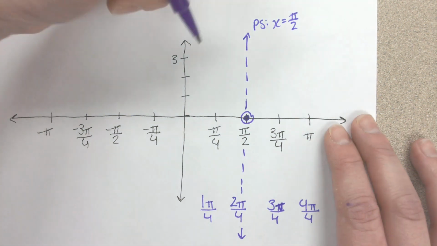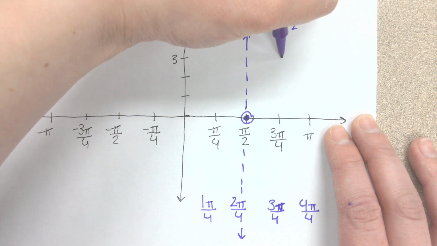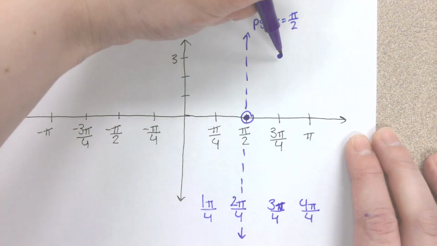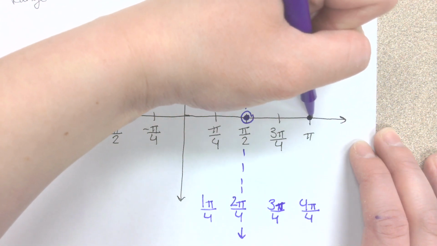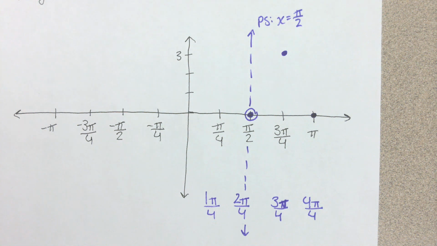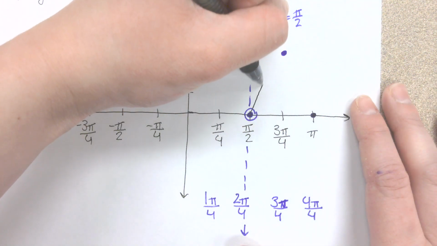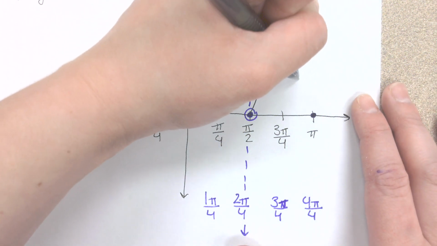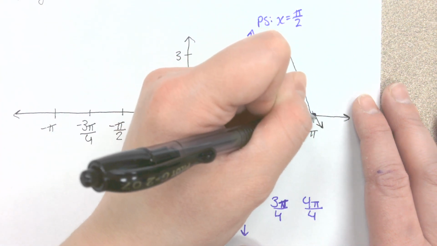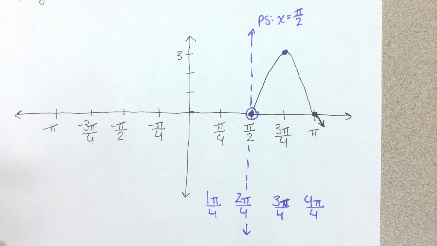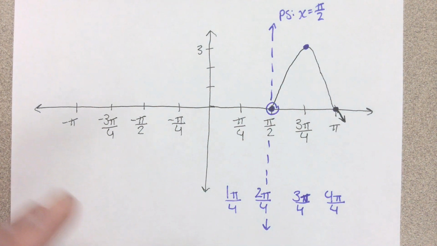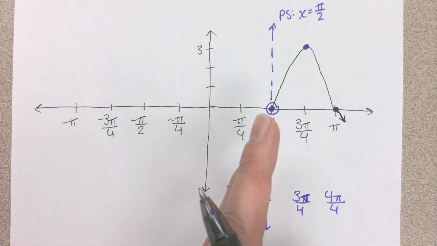So there's my maximum. Next point goes back down to the midline. And that's where I'm going to stop my first curve. So as you can see, we shifted right. We're going to have far more points to the left than to the right, but that's okay.